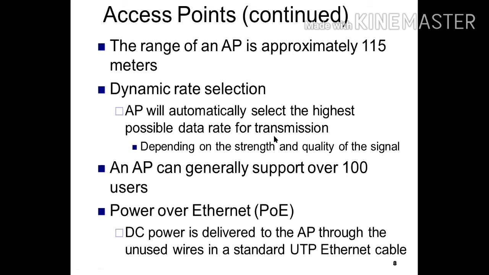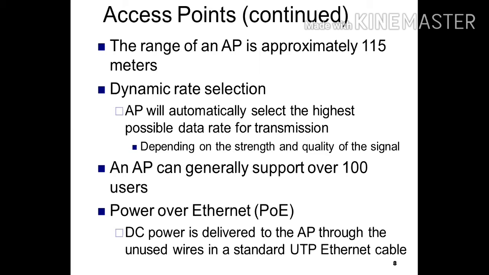The range of access point, or coverage area of one wireless router, is approximately 100 to 115 meters. The data rate is dependent upon which type of wireless access router you're using, and also upon strength and quality of signal. Now, access point generally supports over 100 users. In lab, we have already established a wireless LAN, in which we saw that a maximum of 253 users can be connected to one access point. Again, that depends upon design or subnetting.